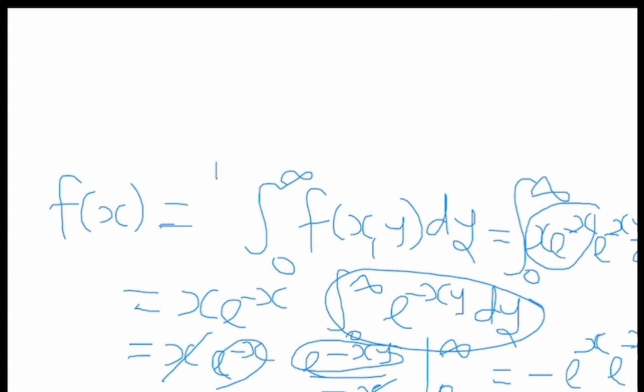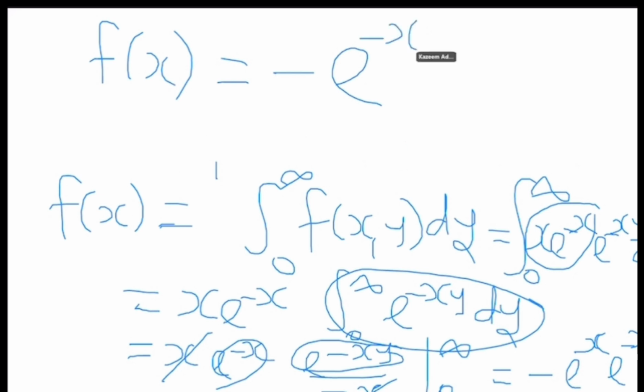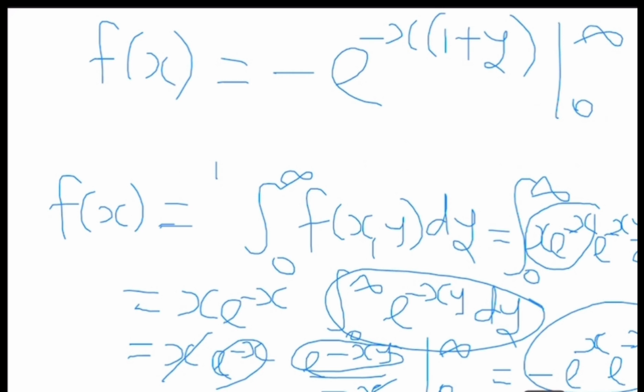So my f of x is basically going to be a negative exponential. I can actually have minus x into (1 plus y), from 0 to infinity. So that's what I'm going to have here. When you simplify, exponential raised to power minus x, exponential raised to power minus xy, you can bring out minus x, and that's basically going to be that.